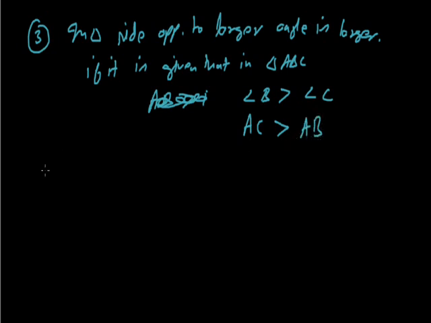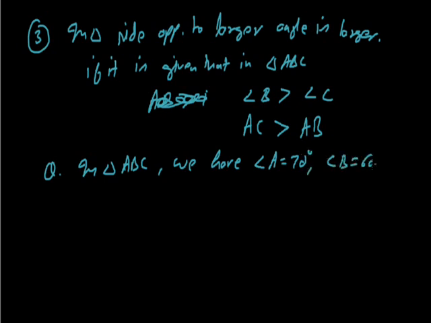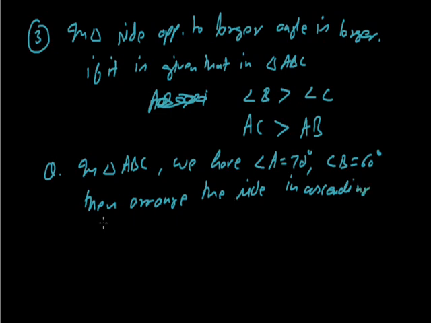Let's do question 1. Let's say in triangle ABC, we have angle A 70 degrees, angle B 60 degrees. Then arrange the sides in ascending order.